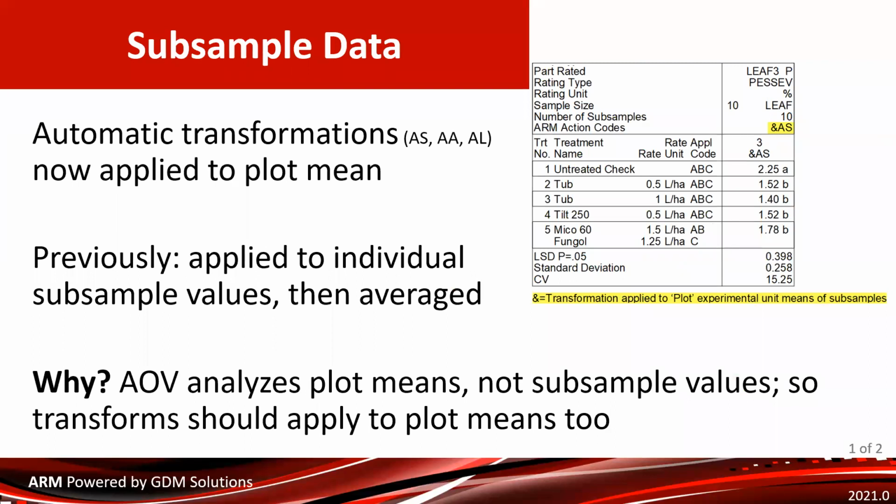Real quick here, just the way subsample data was, some of the calculations with the subsample data, specifically the automatic transformations, really just tweaked the way the transformation is applied. So that way it's applied to the plot mean and not the individual subsample values. It just really doesn't make a very big difference, but it's a subtle one that makes it a little more consistent with the way AOV analyzes the data, which again is at the plot mean, so you kind of would match it.